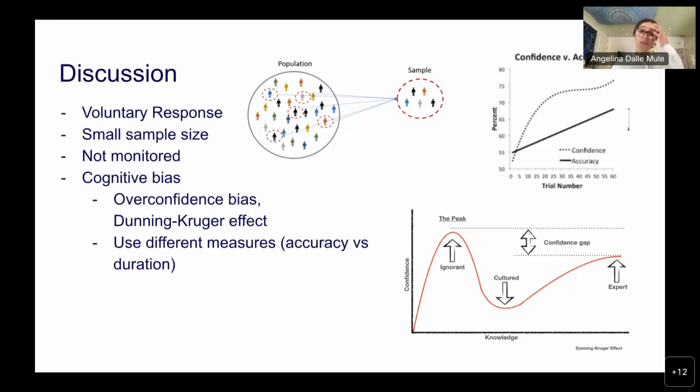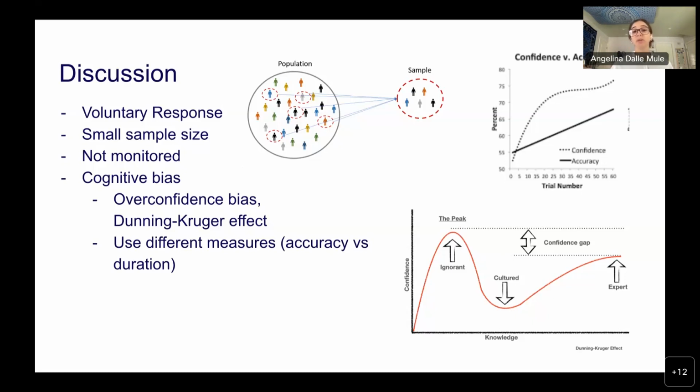And a possible explanation for the results of the study, as my hypothesis was not supported, is a cognitive bias. So this could be the overconfidence bias or the Dunning-Kruger effect. And this is where people are a lot more confident regardless of their accuracy. Or the more they know, the less confident they are, and vice versa. So that would take further investigation.